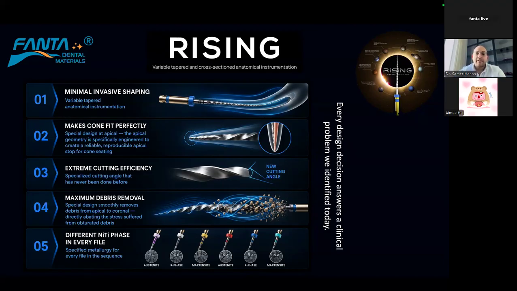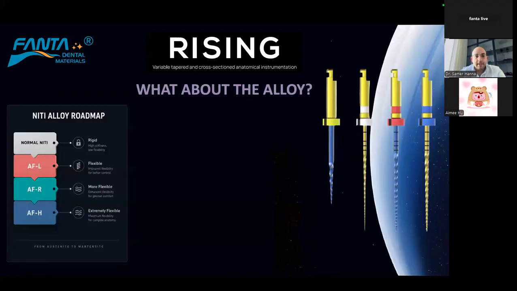Different phases in every file. So one of the main points in such a system is that every file is designed specifically for the work it has, with a different metallurgy. So it's not that we got one alloy for all the 4 files of the system and said this will work for all. No, actually every file has a different design and different metallurgy, so that it really gets the work done for such a specific part.